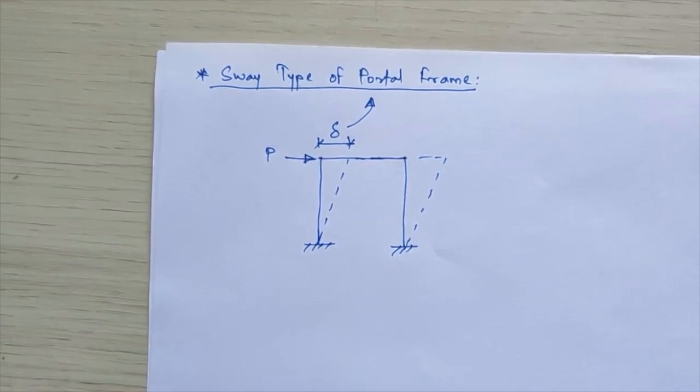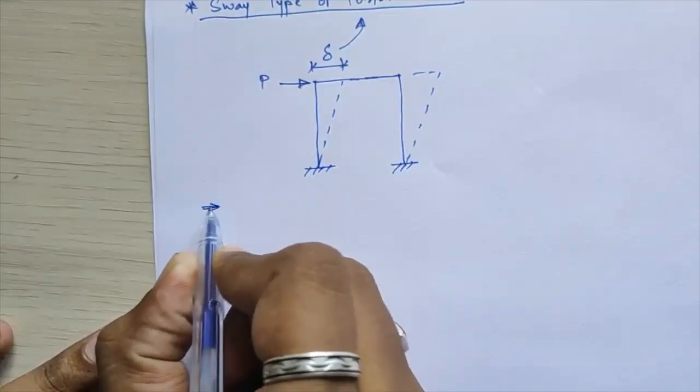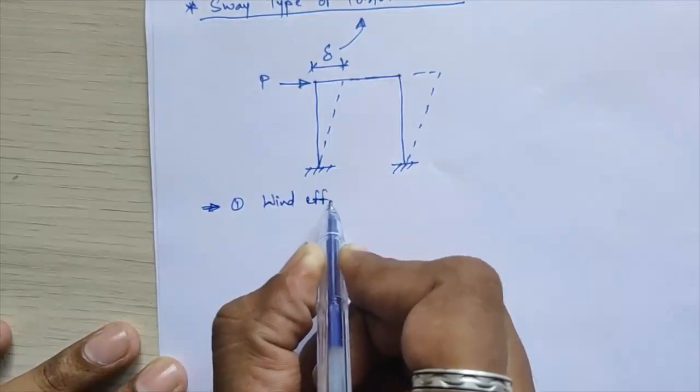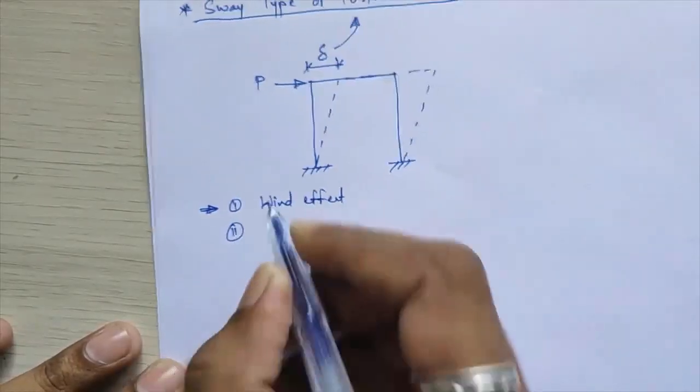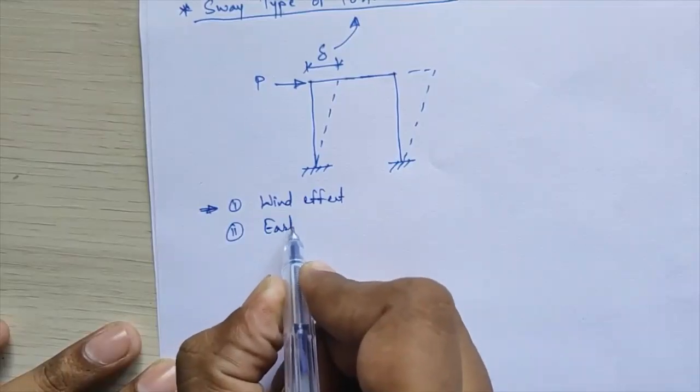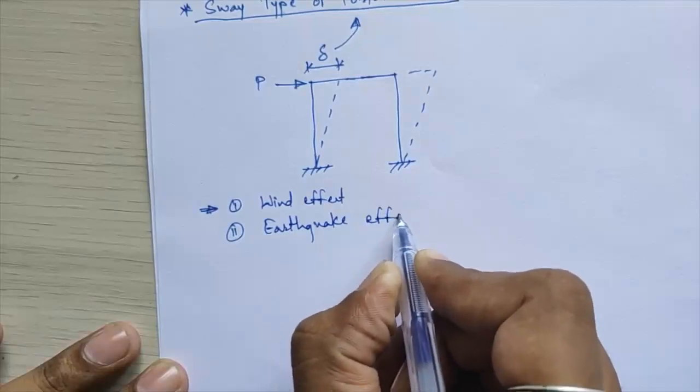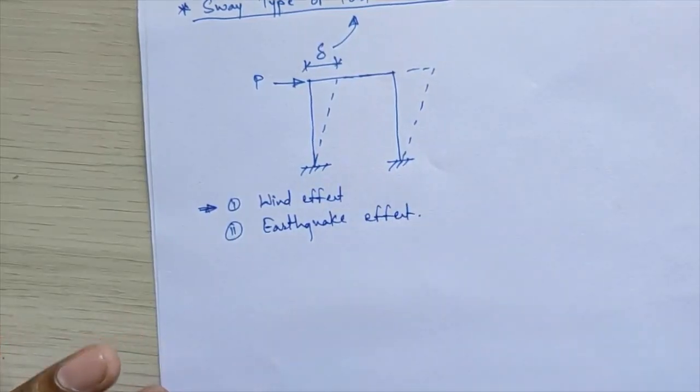Basically these lateral loads occur due to two reasons. First is the wind effect, and secondly the earthquake effect. These are the two major reasons which lead to the occurrence of these lateral loads.